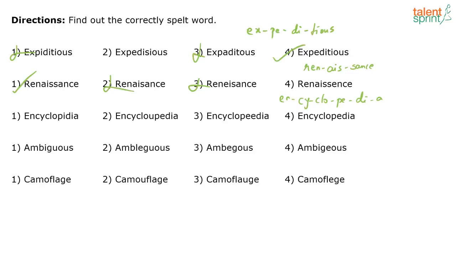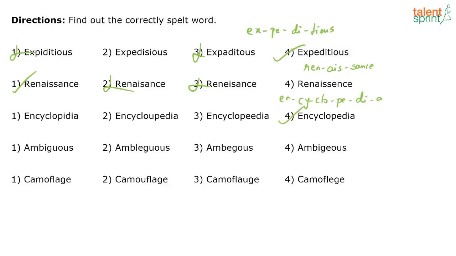Okay, so obviously, which is the answer? Option 1, is it? No, it has PI instead of PE. It's option 4. Somebody gave me option 4, which is correct. The next one is ambiguous.